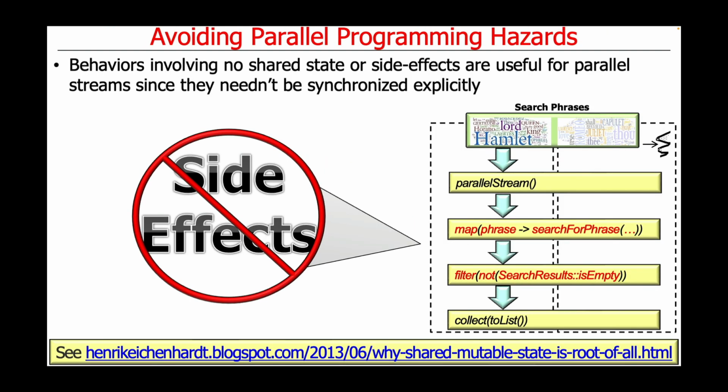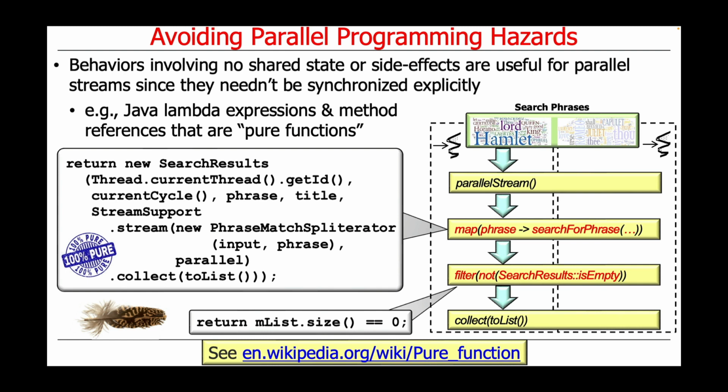So how do we avoid these things? Well, we want to try to have no side effects if we possibly can. We want to use lambda expressions and method references that are so-called pure functions. Here's a good example of this, where we've got search for phrase, and this is a pure function because it doesn't have any state that we have to worry about. We can use search results is empty, and we can negate it. That just returns mList.size. That's not going to be modifying anything. It's just reading stuff. This is creating stuff, but it's doing it in a way that doesn't have side effects.